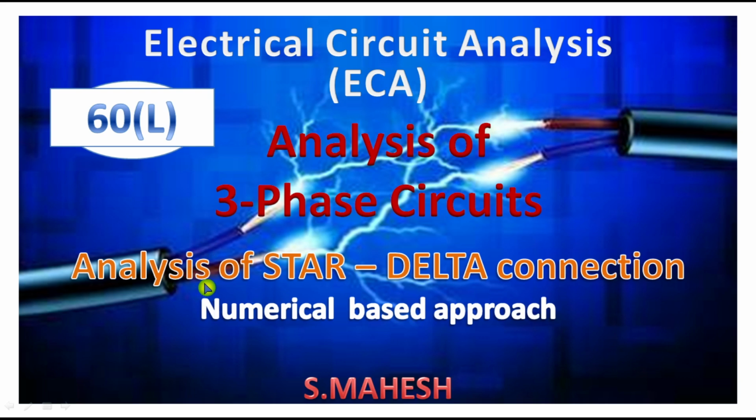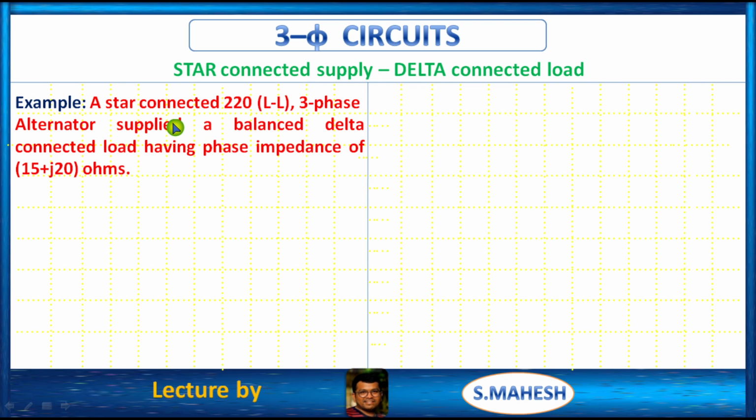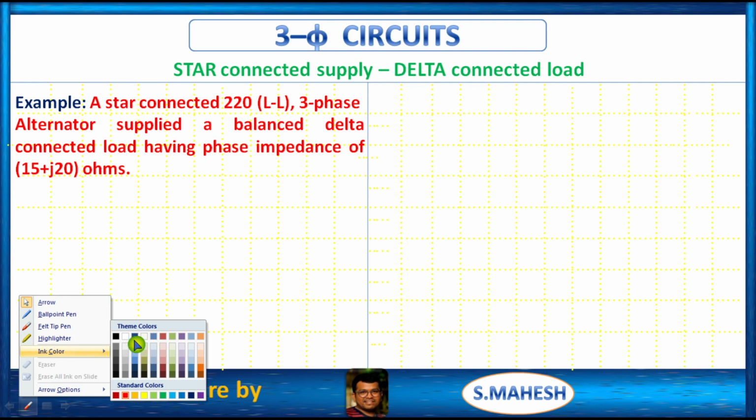Hello everyone. Now we have to discuss the analysis of star delta connection. Okay, so this is the example. A star connected 220 line to line voltage three-phase alternator supplied a balanced delta connected load having phase impedance of 15 plus j20 ohms. Star connected supply system is there and delta connected load is there. For that, line to line voltage is 220 volts, right? First we have to get the connection diagram.